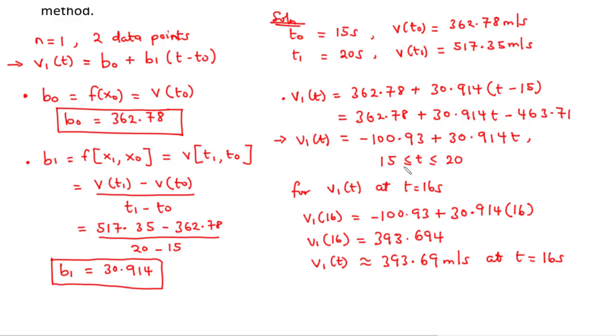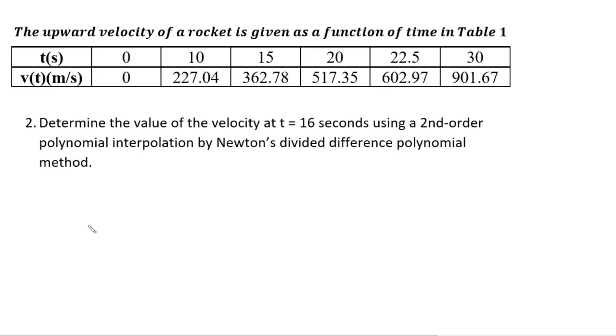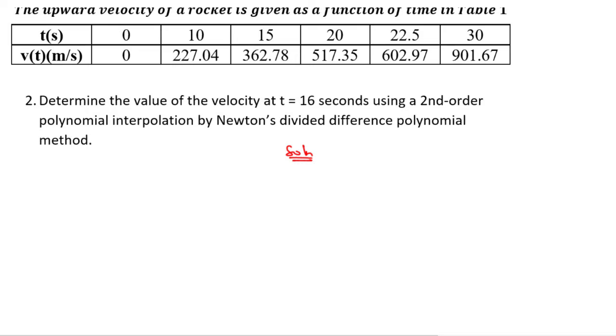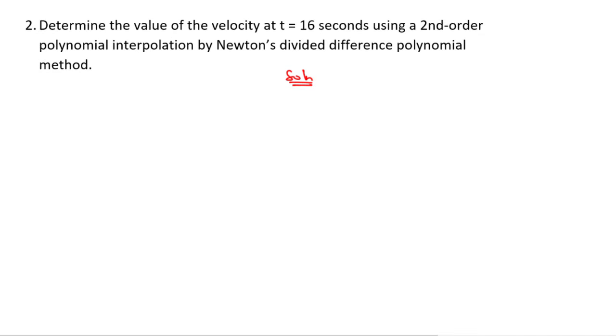So now let's consider this same problem using the second order polynomial. For the second order polynomial, here we have n equal to 2, which means that we are going to have 3 data points.